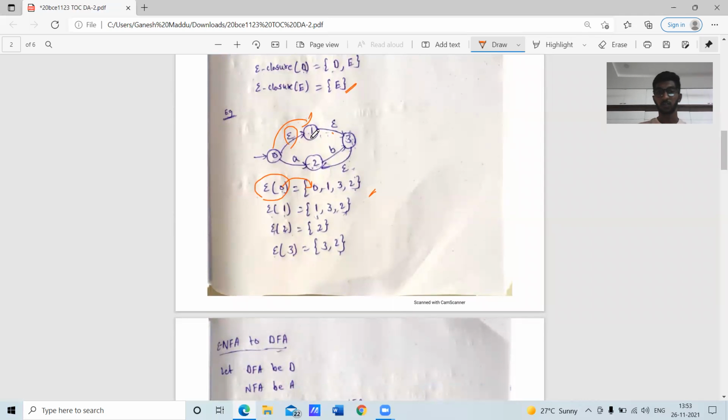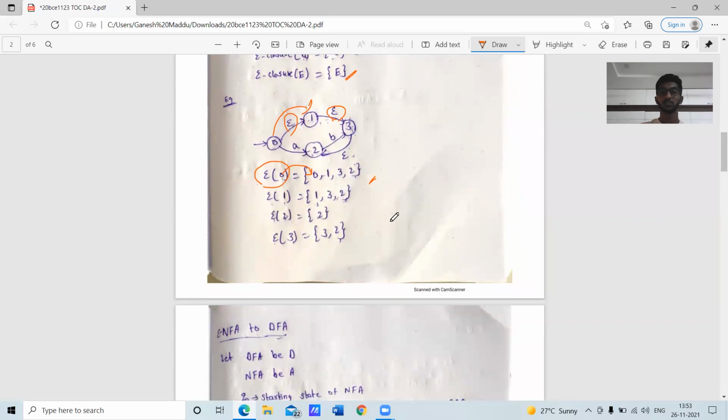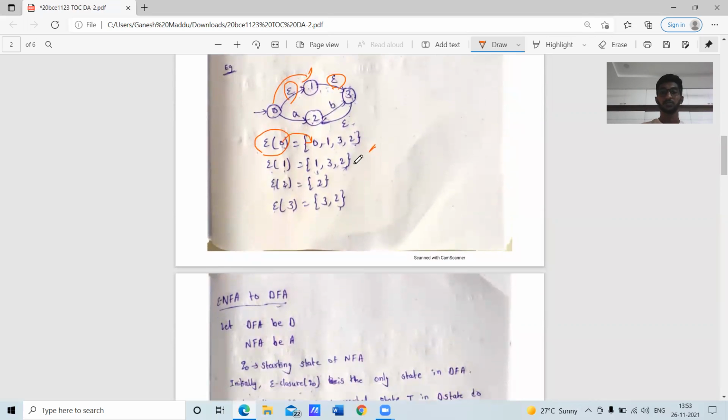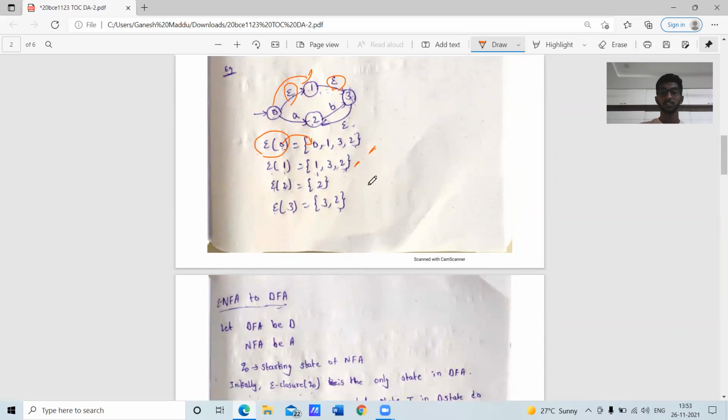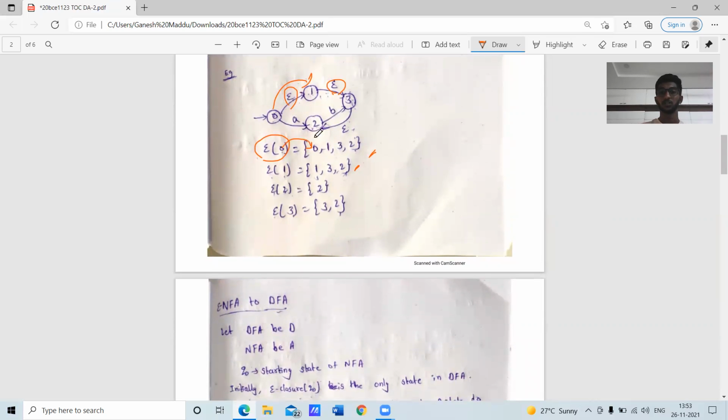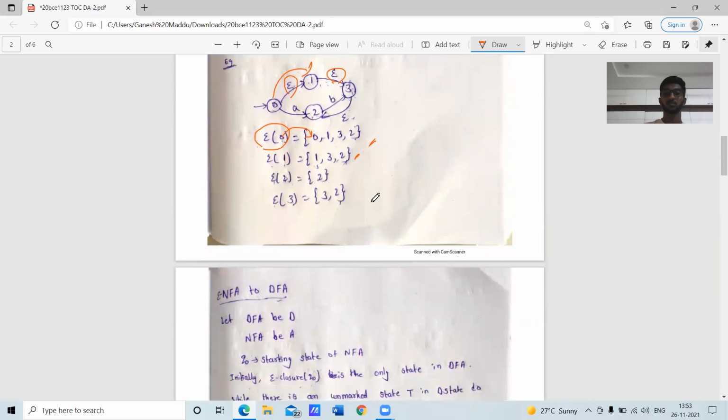Next epsilon closure of 1, include 1 here. And from 1 to 3 we will move by using epsilon transition, so include 3. From 3 to 2 we will move by using epsilon, so include 2. From 2 there are no states, so these are the states for epsilon closure of 1. Next for epsilon closure of 2, include 2. From 2 there is no epsilon transition, so this is the only state.